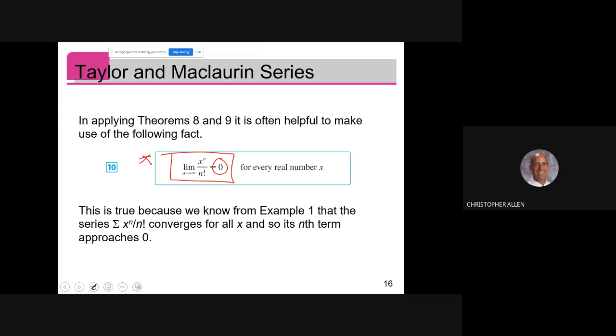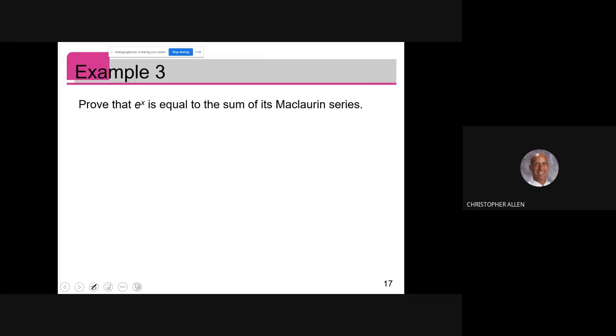And just to let you know, factorials grow faster than exponentials, which is kind of hard to understand, but it's true. So we're going to use that on this next example. Now what I'm going to try to do, hopefully I do a good job, is prove to you that f of x equals e to the x is indeed equal to the sum of the Taylor series.